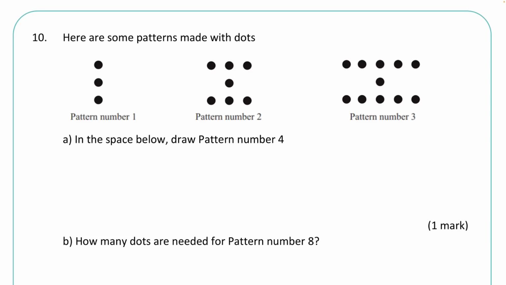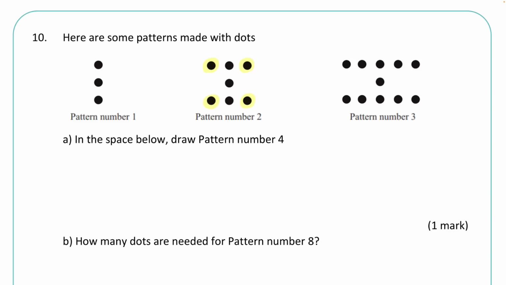Our next question is a picture sequence. So it says here are some patterns made with dots. In the space below, draw pattern number 4. So if we have a look, going from pattern 1 to pattern 2, what's been added on? Well, we have this extra 2 dots at the top and we have an extra 2 dots at the bottom. So every pattern is adding an additional 4 dots.